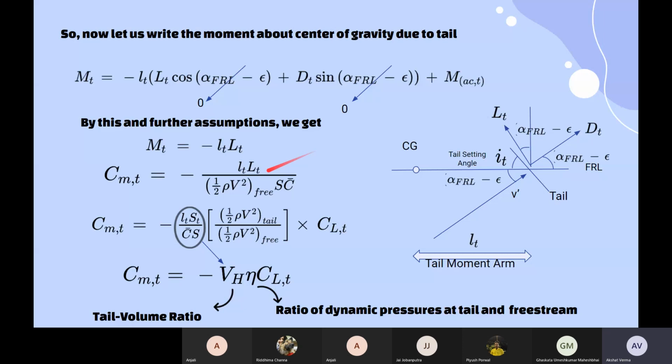If anybody has any doubt in these coefficients, definitions or their representations, you can unmute and ask now.